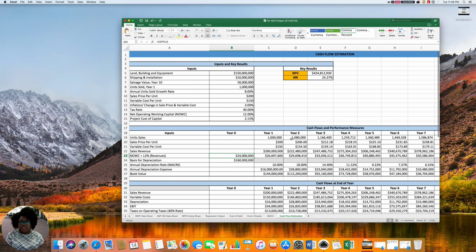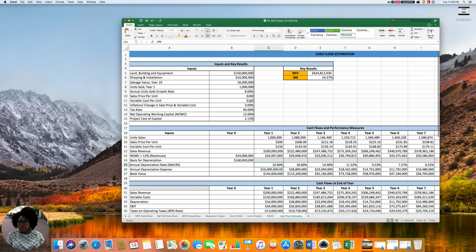Okay, basic math. And for year 0, the NOWC is 12% of the first year's revenue, so it goes basically backwards. Then the depreciation base, while we're using the MACRS, is 160 million, which is just the land, building, equipment plus the shipping and installation. And we see here the first year is 10%, like I showed you on the chart: 10, 18, 14, and then it just goes down from there.